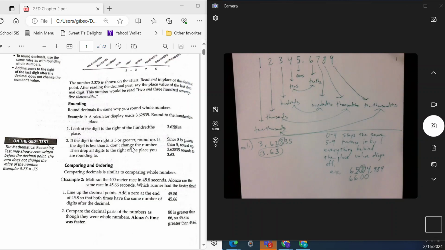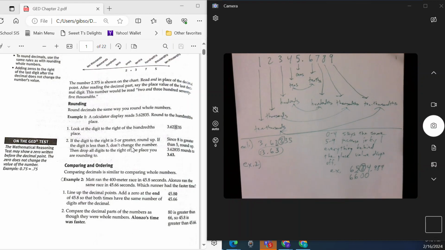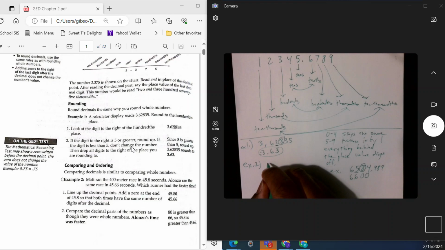Okay, so now we'll go on to example 2. Now, example 2, they just want you to compare numbers. It says Matt ran the 400-meter race in 45.8 seconds. Alonzo ran the same race in 45.66 seconds. Which runner had the fastest time? So basically what you could do is this. If we take both decimals, we had a 45.8 and a 45.66.